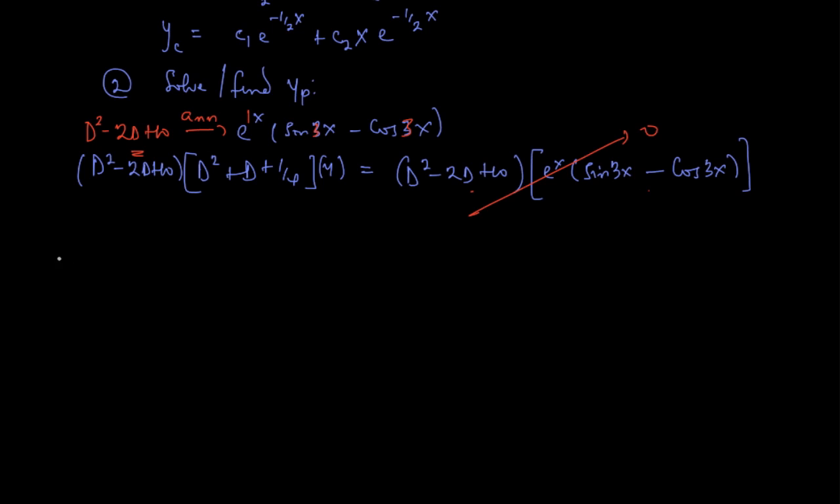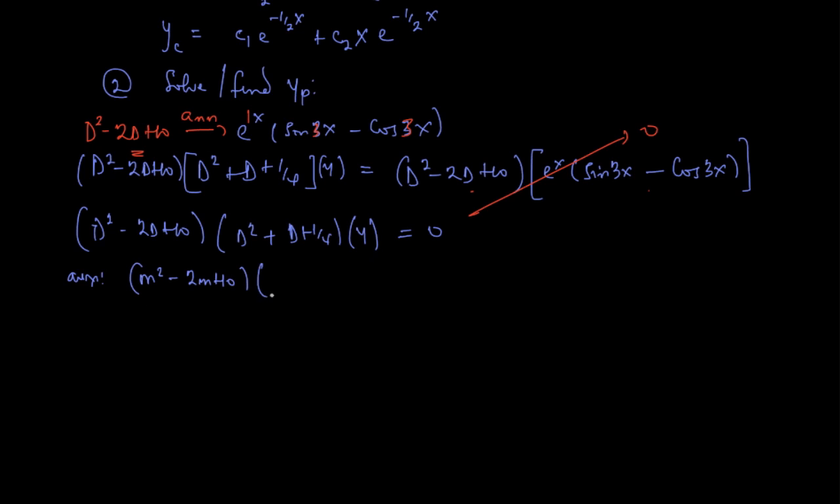So what we are left with is D squared minus 2D plus 10 into D squared plus D plus 1 over 4 y equals 0, and this is a homogeneous system. To solve this, as usual, we form the auxiliary equation. So the auxiliary equation here is going to be m squared minus 2m plus 10 into m squared plus m plus 1 all over 4 equals 0. So we need to solve this.